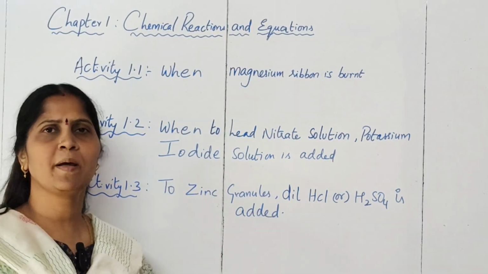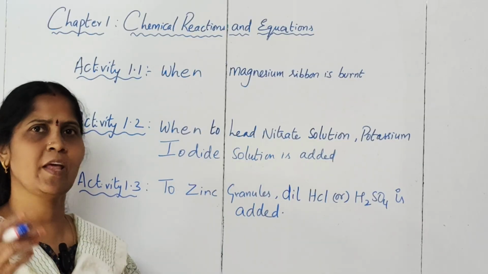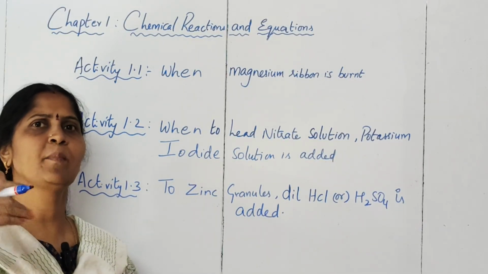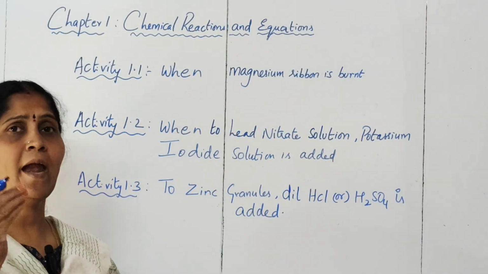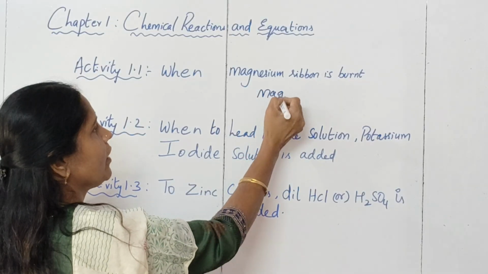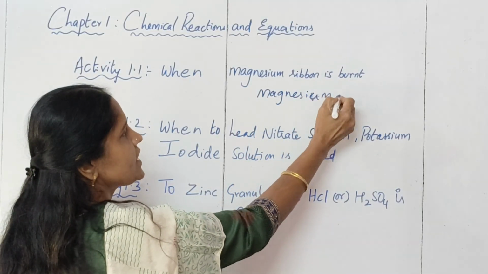When a magnesium ribbon is burnt, take a magnesium ribbon and burn it in the flame of the spirit lamp or the Bunsen burner. What will happen is that the magnesium ribbon burns with a white dazzling flame, and you get a white powder of magnesium oxide.